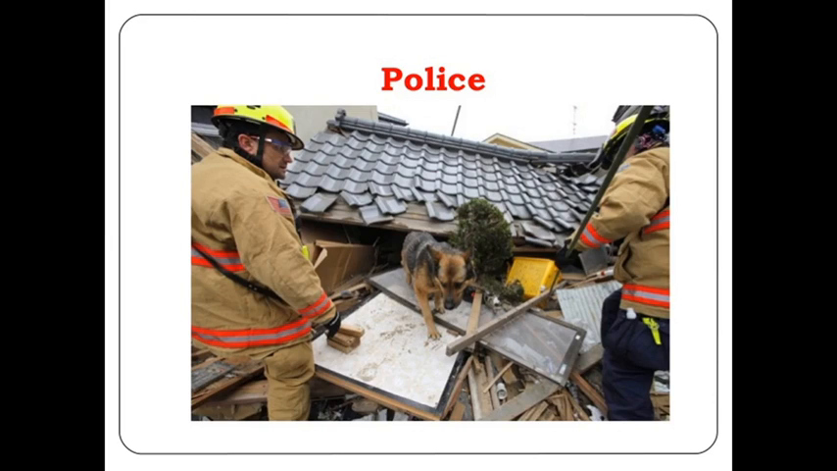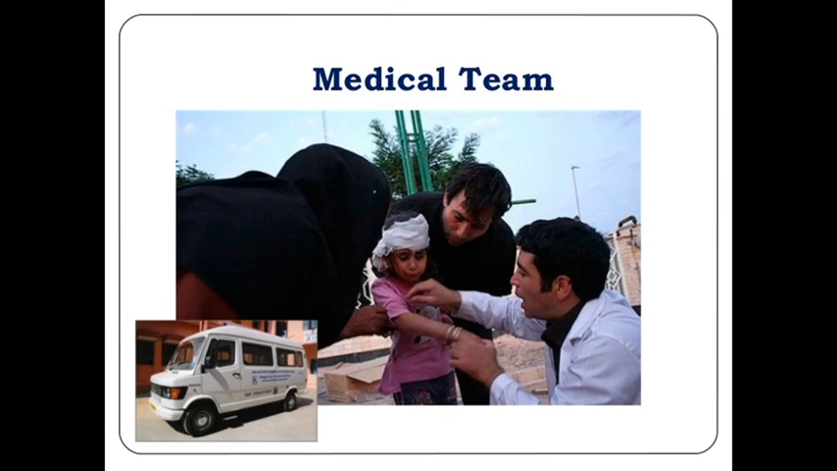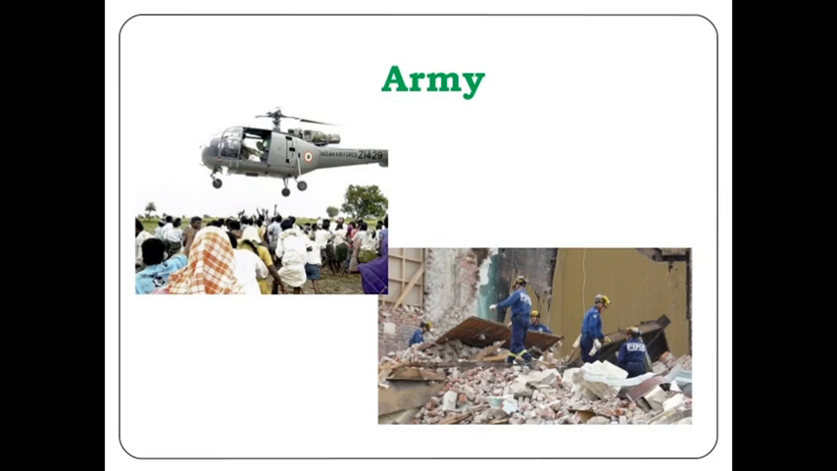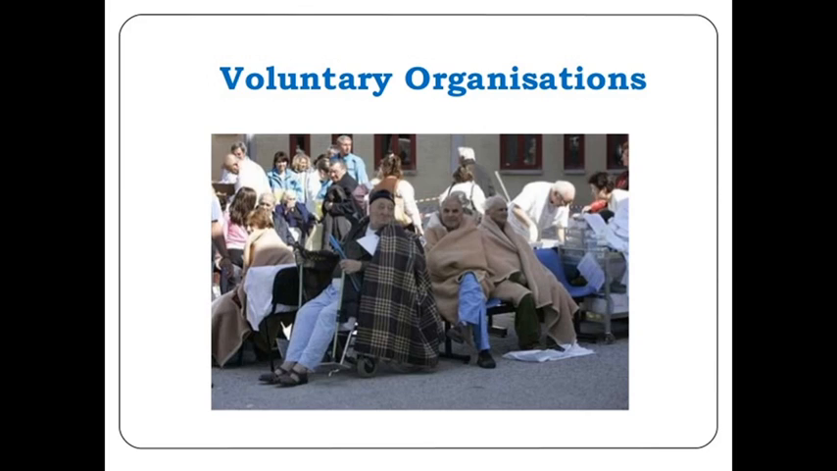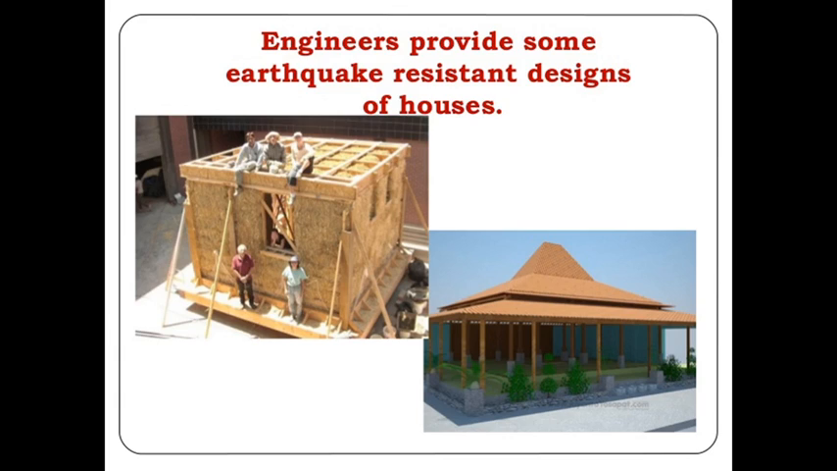Understood? You can see here the police and dogs, then the medical team and how they are providing medical treatment, then the army that supplies clothes and medicines, and the voluntary organizations providing shelter, food and taking care of the people. See, the engineers provide earthquake resistant designs of houses, so you can see here.